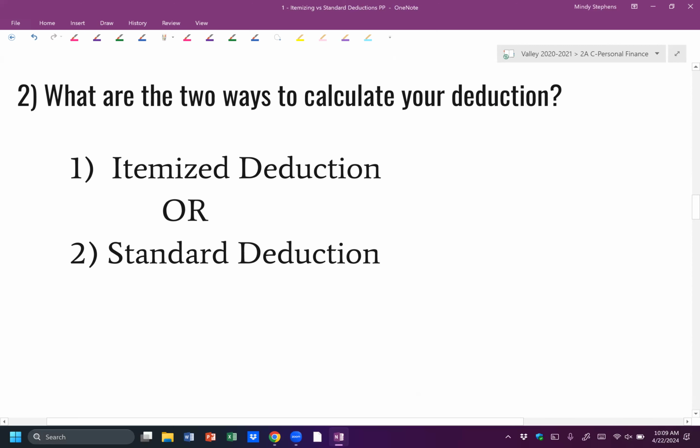So we're going to choose either itemized or standard. Those are the two types. We're going to talk about what's the difference and how we know which one to choose. When you fill out your taxes, you're going to decide, do you want to do itemized deductions? Sometimes they just call it itemizing. Or are you taking the standard deduction? We're going to talk about the difference between the two.